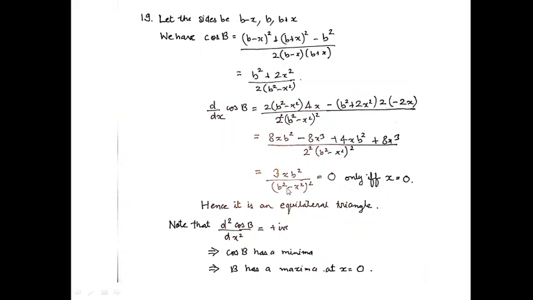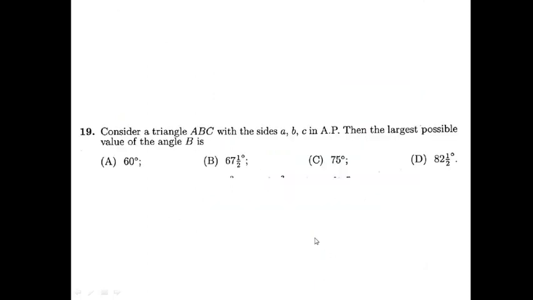So we get that x is 0 and it is an equilateral triangle, and so the value of angle B is 60 degrees. Our option A is correct. See, if you double differentiate cos B, then you will get a positive term, and cos B is a decreasing function. So cos B has a minima, so B will be a maxima at x equals 0. So our answer is 60 degree, verified.